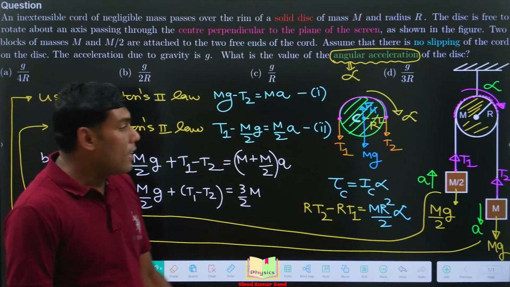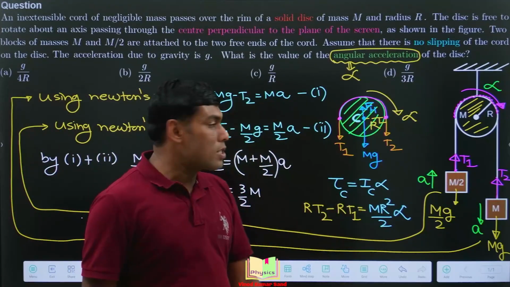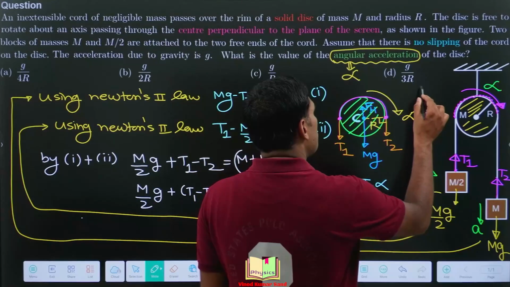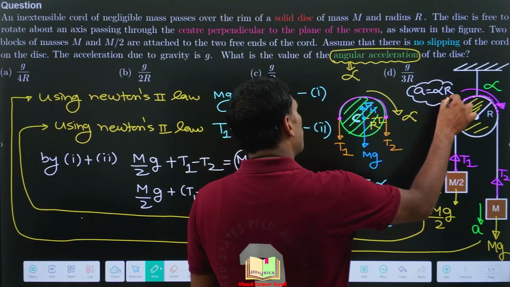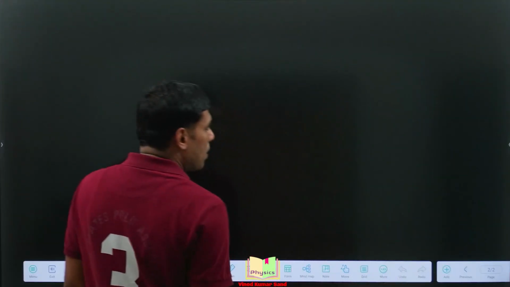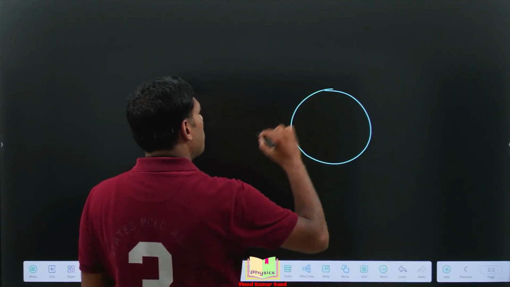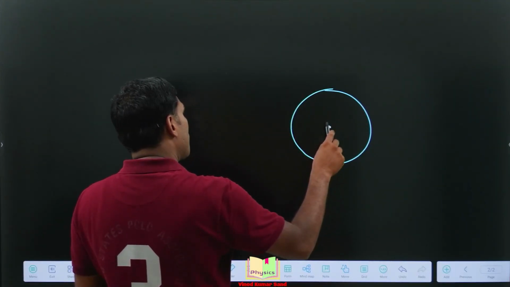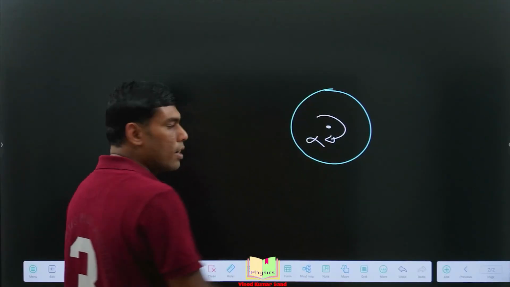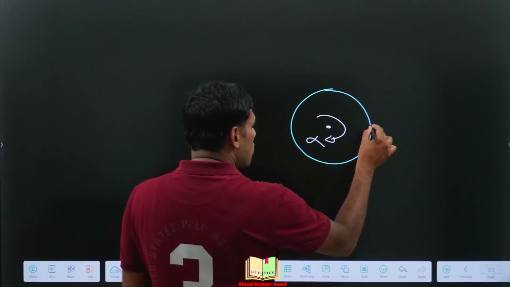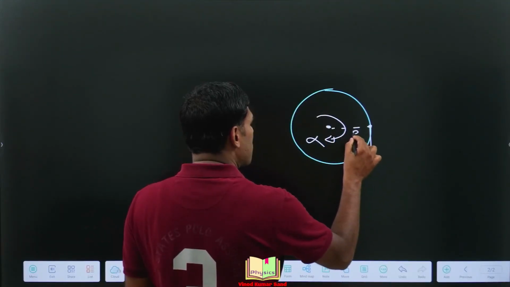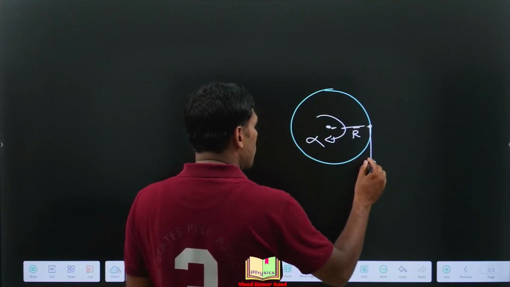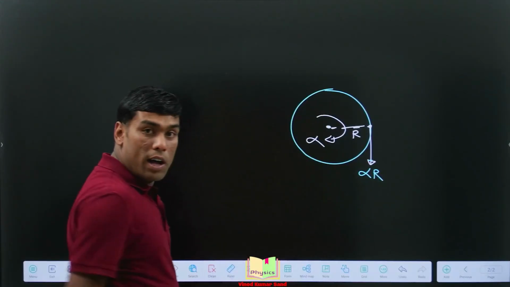Now this a, since there is no slipping, the a must be equal to alpha r. Why so? I am proving it on the next page due to limitation of the space on the previous page. Suppose this disk has the angular acceleration alpha. Then you check the tangential acceleration of this point of the disk. If this distance is r, then the tangential acceleration must be alpha r.